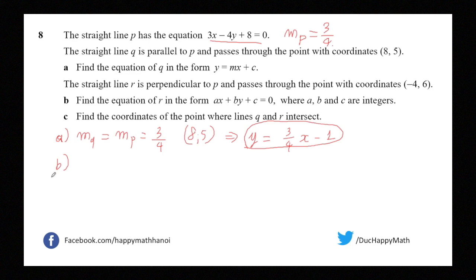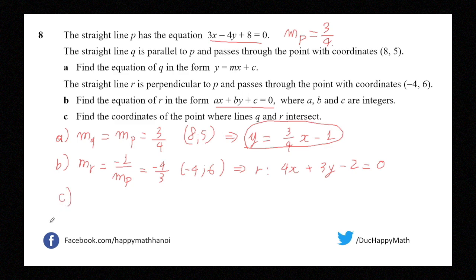Question B, the straight line R is perpendicular to P and passes through the point with coordinates minus 4 and 6. Minus 4 and 6, it means the gradient of R has to be equal to minus 1 divided by the gradient of P. This means minus 4 divided by 3, that's correct? Yes. And the point we got here is minus 4 and 6. So the line of R is in this form. This is my result, 4x plus 3y minus 2 equals 0.